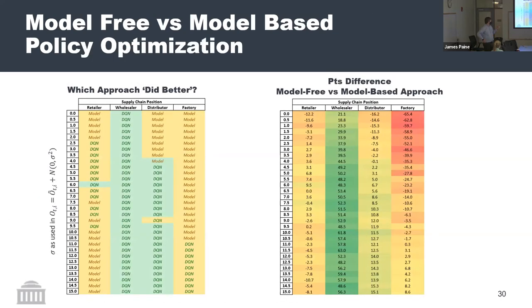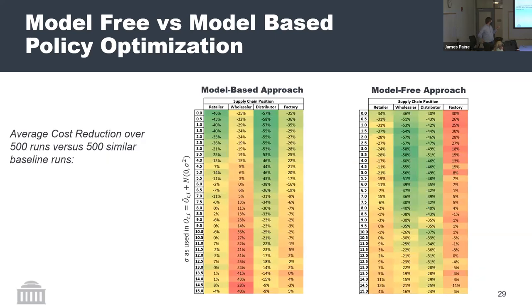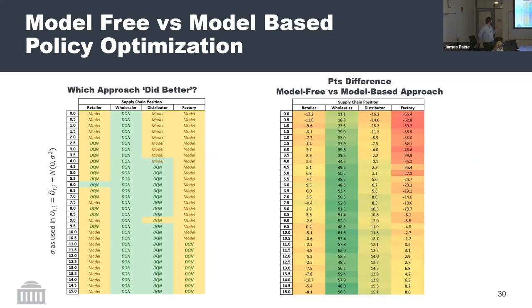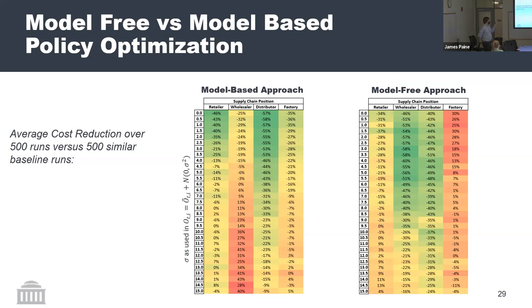Why did we freeze? There we go. So we're now inverting the scales a little bit. Actually, for the factory position specifically, the DQN was cost additive until you got into an extremely noisy environment, versus not having it there, just having a baseline model run. So that's just a crappy DQN for one position. Yeah.